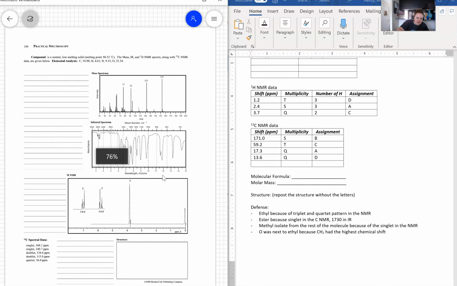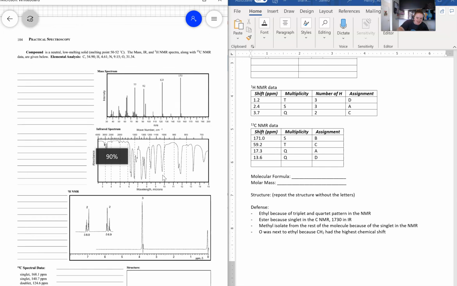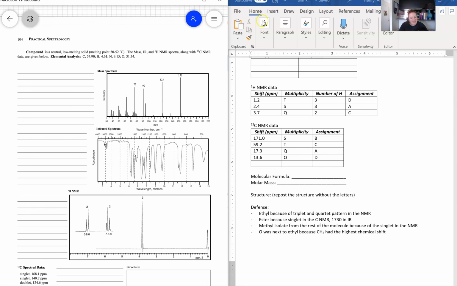So this is unknown 46. It actually has a typo in it because it doesn't have the number up there, but it is unknown 36, or excuse me, 46. Let me write that up there so I don't say it wrong again.